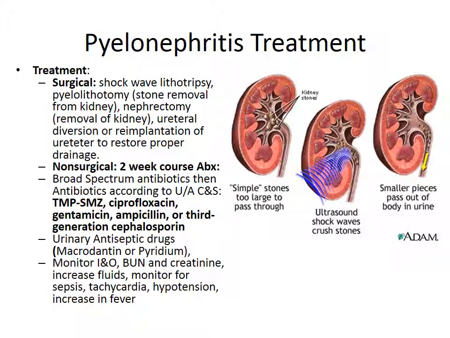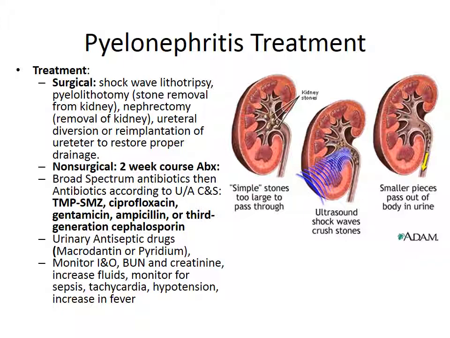Pyelonephritis treatment includes surgical options: shockwave lithotripsy, pyelolithotomy, which is stone removal from the kidney, a nephrectomy, which is a removal of the kidney, a ureteral diversion or reimplantation of the ureter to restore proper drainage. Non-surgical treatment includes a 2-week course of antibiotics, broad-spectrum antibiotics, and then narrow-spectrum antibiotics according to the urinalysis culture and sensitivity.